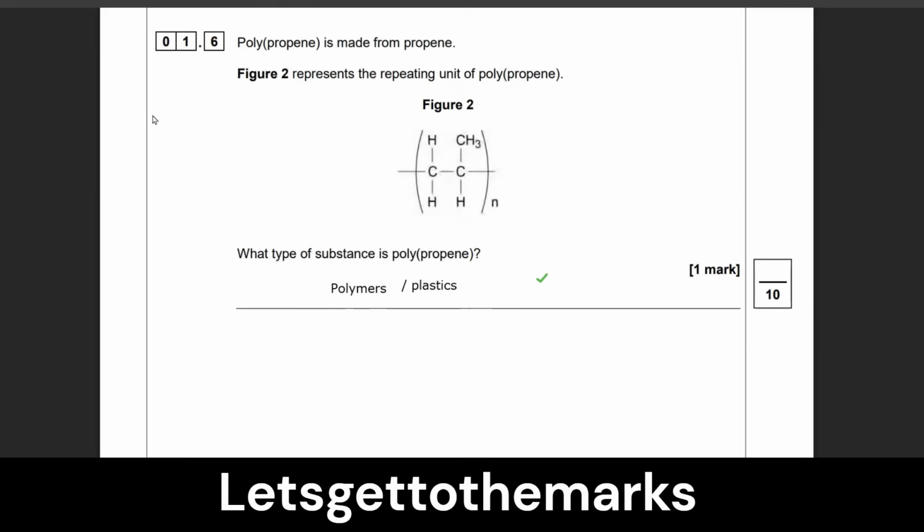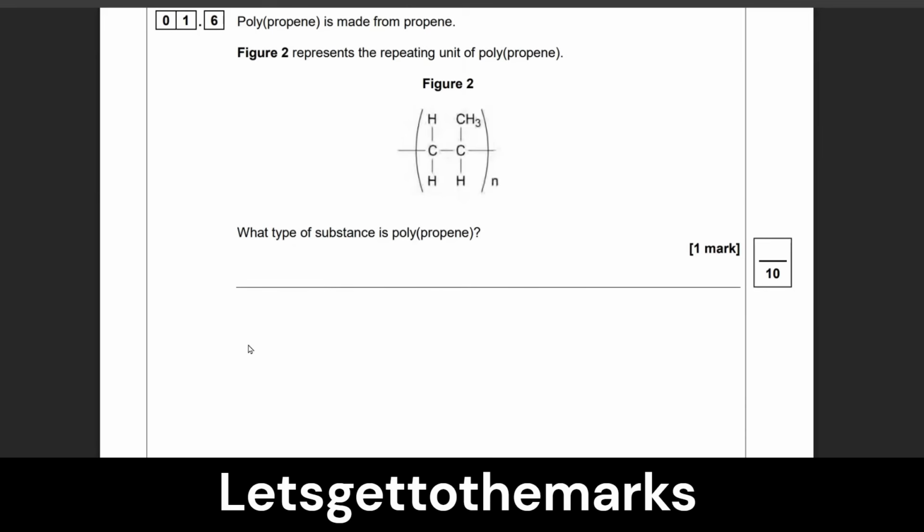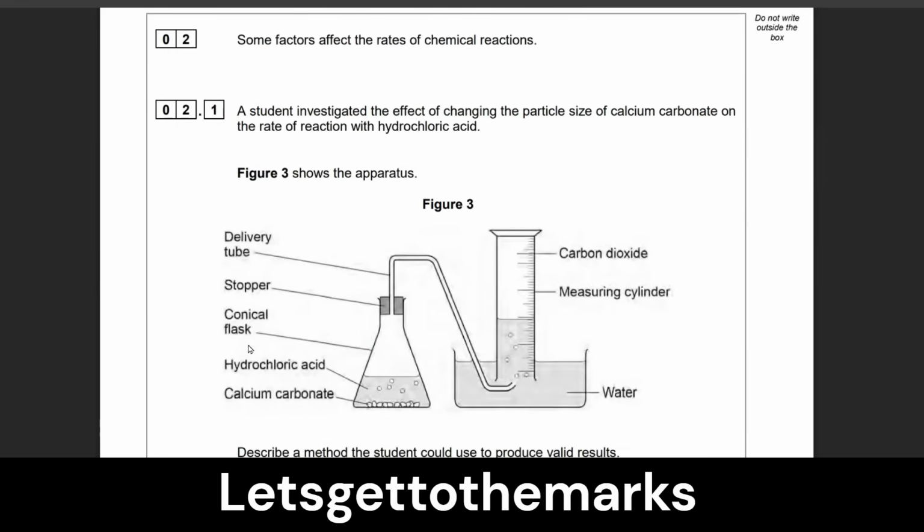Let's move on. Don't forget to pause the video at the start of each and have a go. We're already on to question 2. Some factors affect rates of chemical reactions. 2.1, a student investigated the effect of changing the particle size of calcium carbonate on the rate of reaction with hydrochloric acid. Figure 3 shows the apparatus.